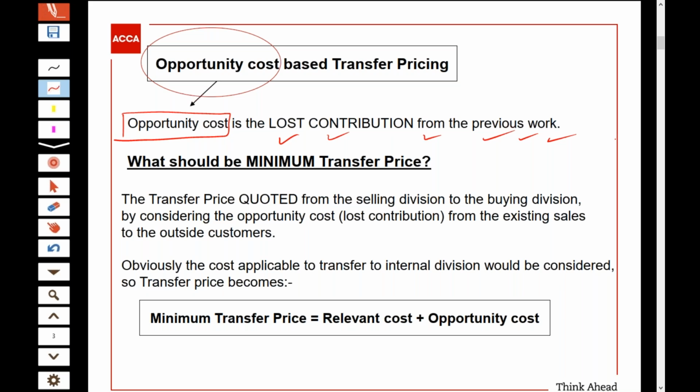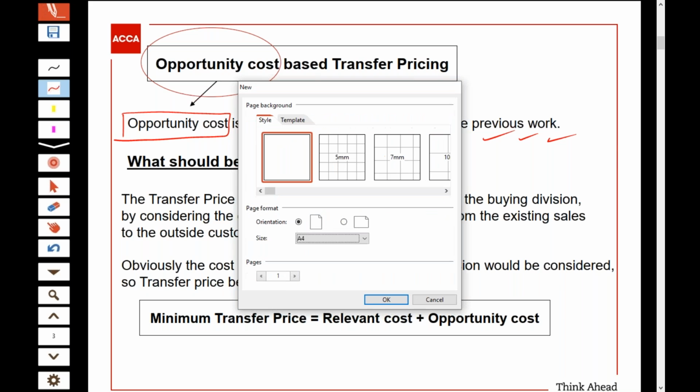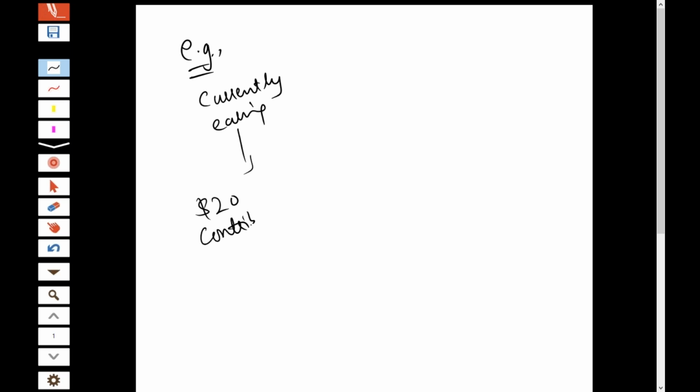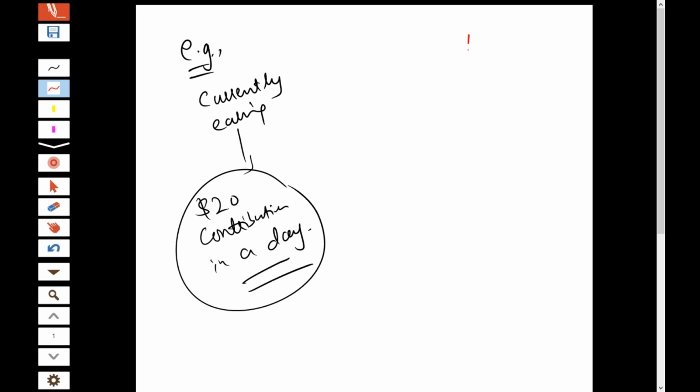For example, let's take up the common example which I will be displaying here. Do not copy this, just see and understand. For example, currently you are earning $20 contribution in a day. There's a measurement of a day. You are currently earning 20 contribution in a day.